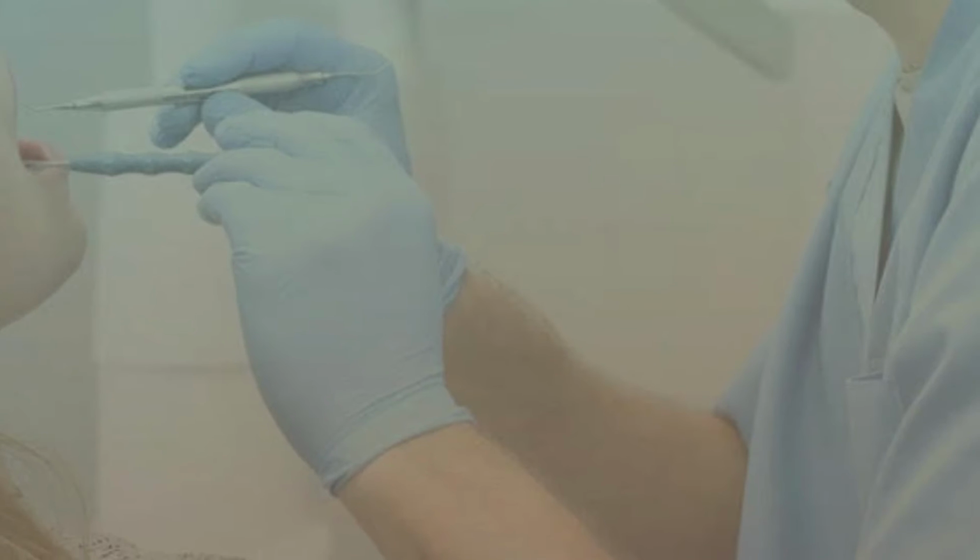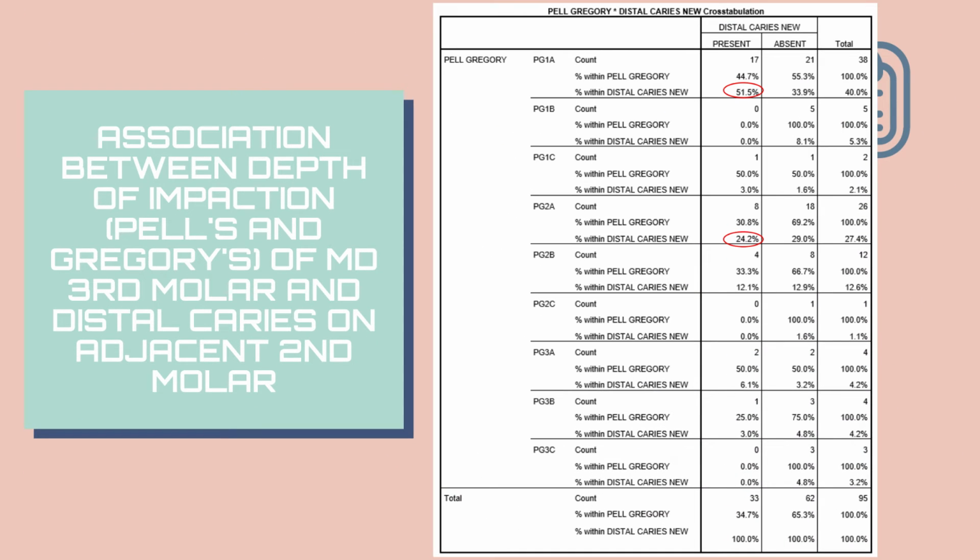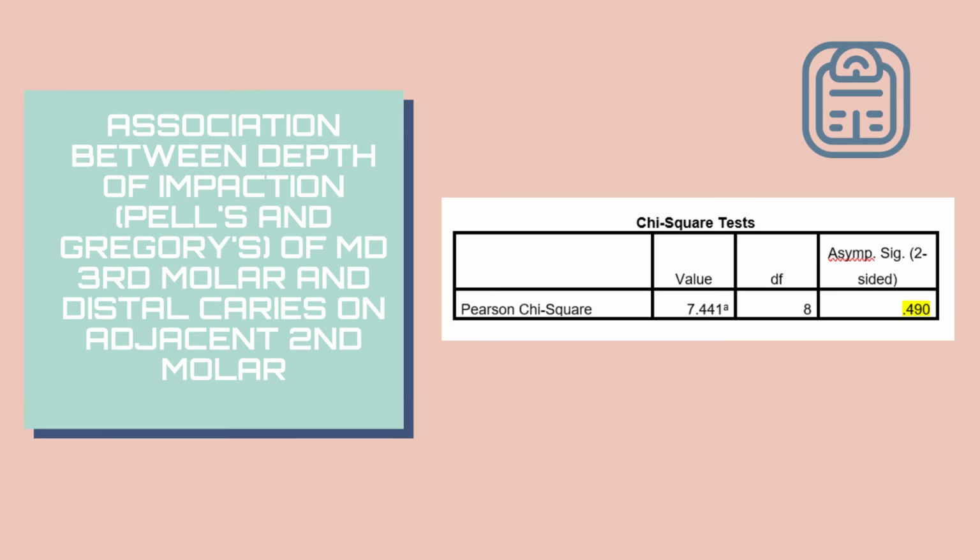caries. As for PG classification, PG1A has the highest association with distal caries, which is 51.5%, followed by PG2A that has 24.2% association. However, unfortunately, the result was not significant, probably due to small sample size.